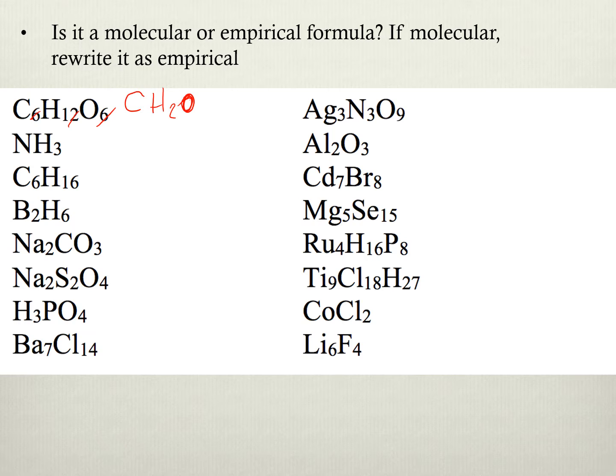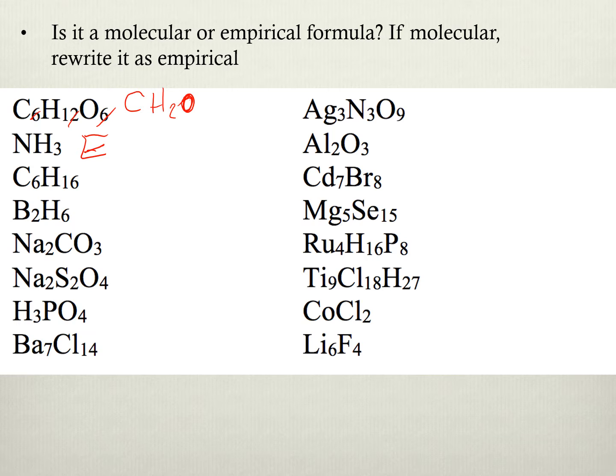For NH3, 1 nitrogen and 3 hydrogens, we can't reduce that anymore. That's already as simple as it would be. There is a molecule that's made up of 1 nitrogen and 3 hydrogens. That's what ammonia looks like. The cleaning product ammonia is that, NH3. So it is its own molecule, but it's simplified already, so we would say this is the empirical formula.